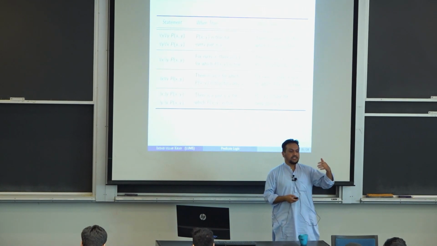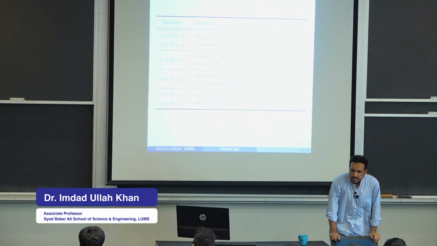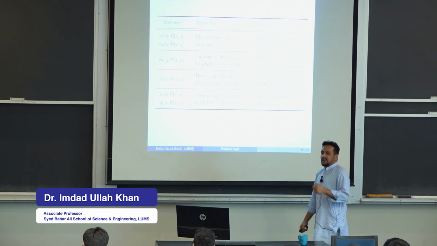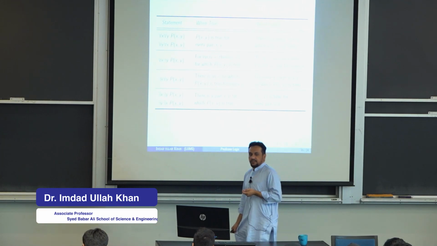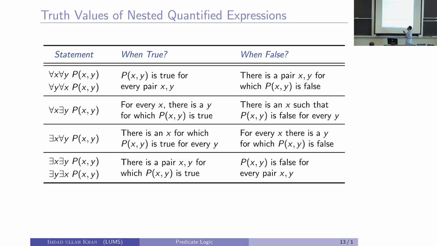When is for all x for all y, P of x y true? That's a predicate with two variables, and both variables are quantified with the universal quantifier. The first thing you should note is that I've written both of them in one row of the table. That means they are equal, right? They're the same thing. You can switch the quantifier order. When is for all x for all y, P of x y true?